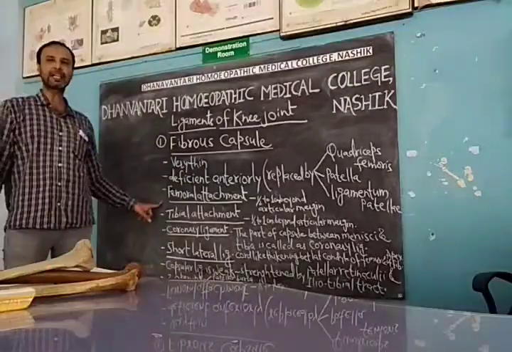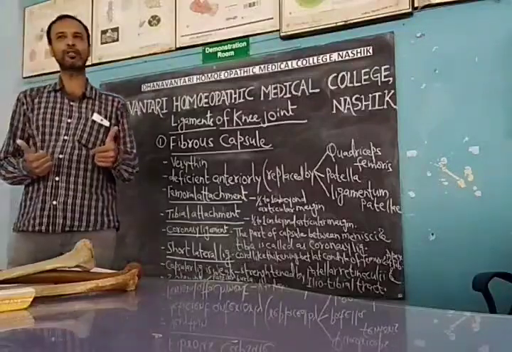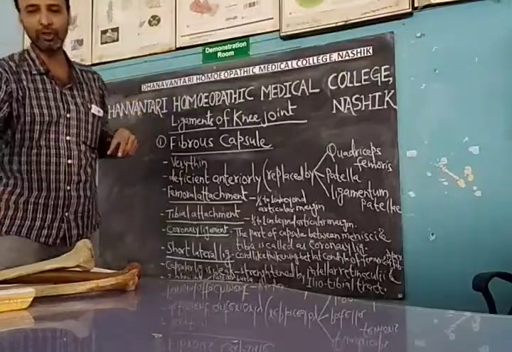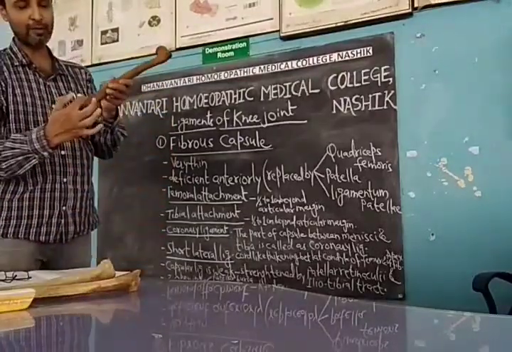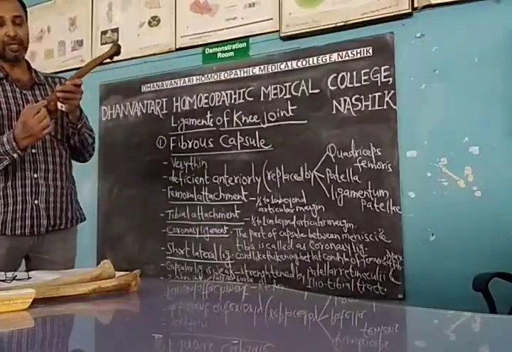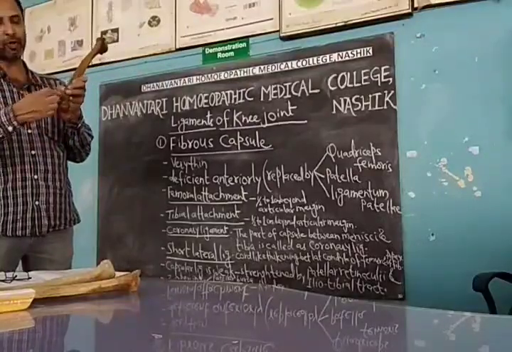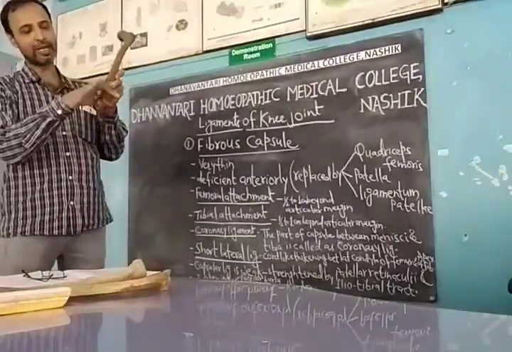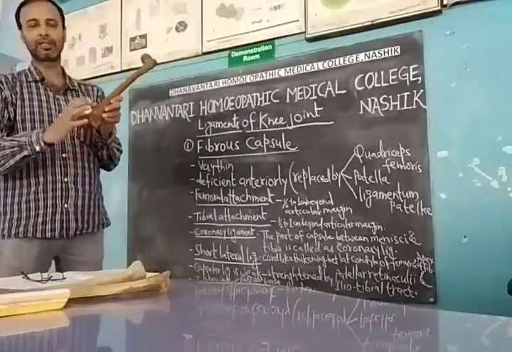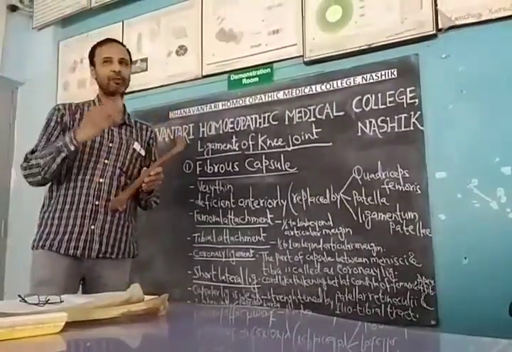Now next we will see its attachment. First is the femoral attachment. In the femoral attachment, as we know, there is an articular margin on the bones. Half to 1 centimeter beyond the articular margin, this capsule is attached. So it is attached here on the femur. Similarly on the tibia also, because it covers the entire joint. And here there are three important features.